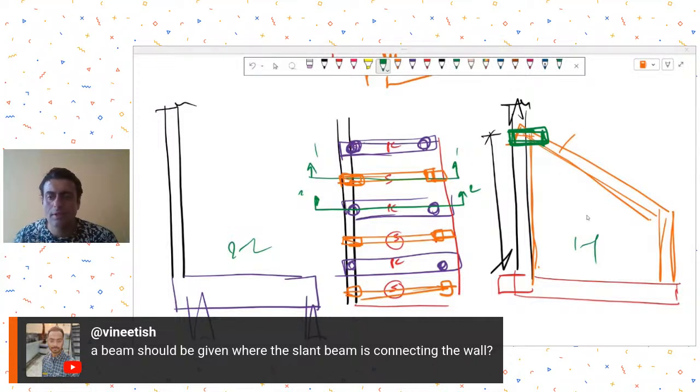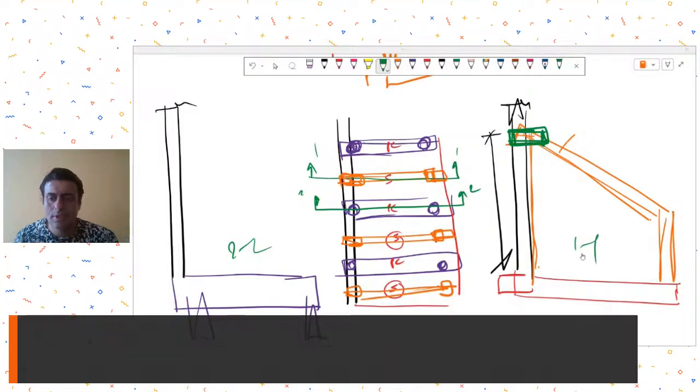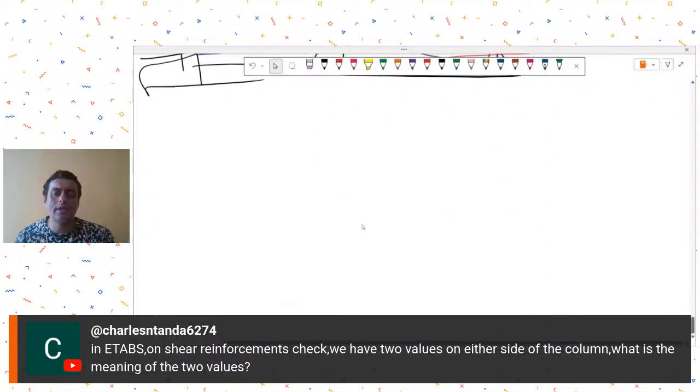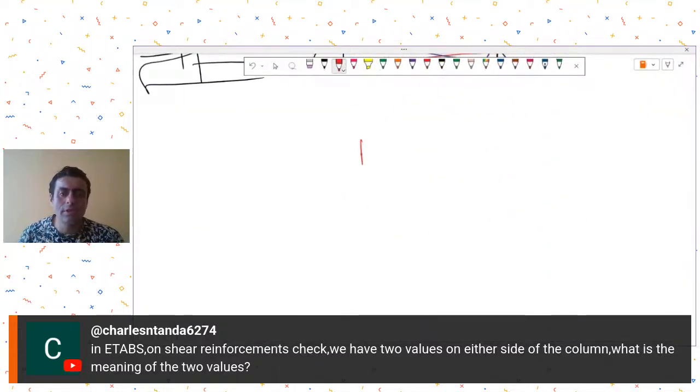Okay, so this was Mr. Vineet with his query. Then we have Engineer Charles. In ETABS on shear reinforcement check, we have two values on either side of columns. So those two values indicate what happens in columns. Let's say I'm showing you the plan view of the column.